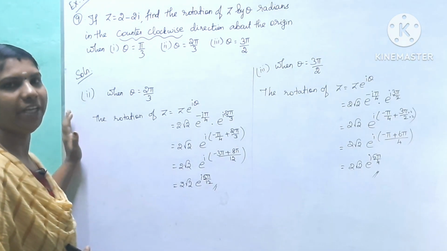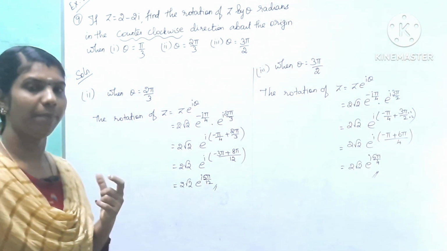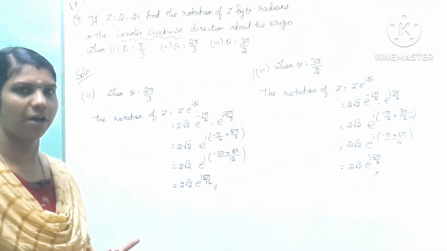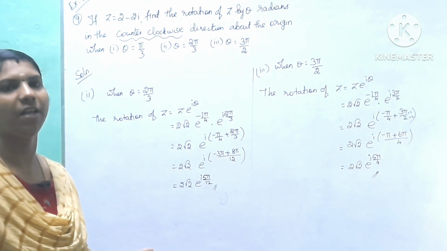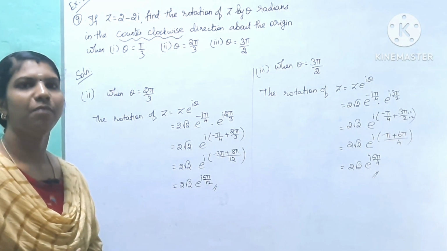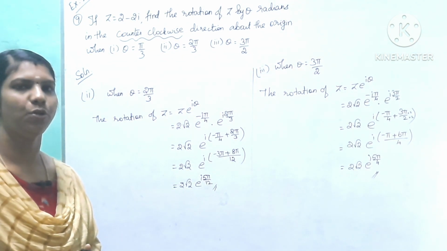In this sum, the rotation of z is given by z into e power i theta. The main thing is that z must be in polar form. After finding the polar form, we write z in Euler form. Why do we write it in Euler form? If z is in Euler form, when we multiply e power terms, we can add the powers. So only for that reason we are writing z in Euler's form.